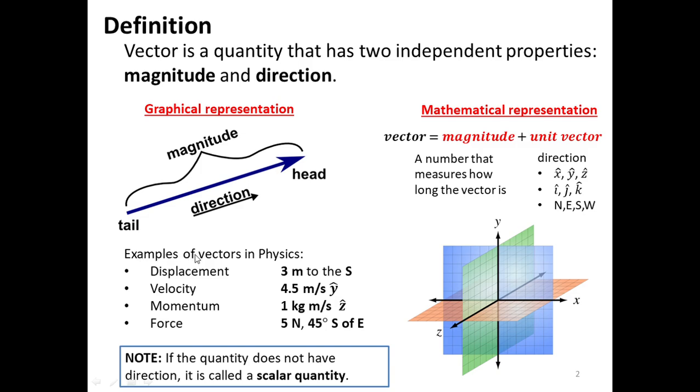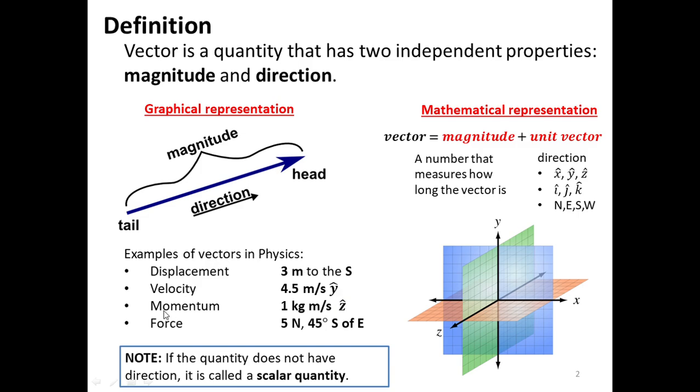So here are some examples of vectors in physics. Of course, we have the displacement. In the displacement here, we have an example, 3 meters to the south, which means that 3 meters is the magnitude of the vector and south is its direction. Another example is the velocity. Here we have an example, 4.5 meters per second to the positive y-axis. So 4.5 meters per second is the magnitude of this vector, and positive y is the direction.